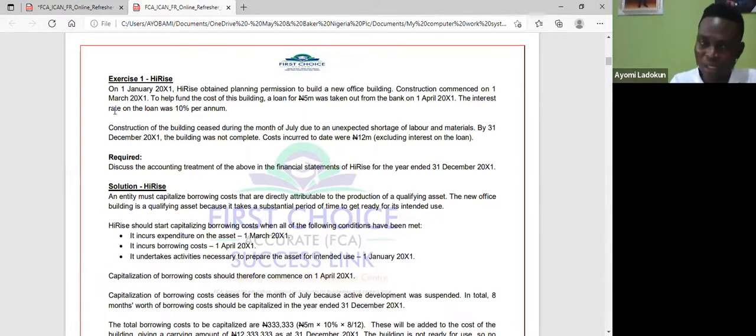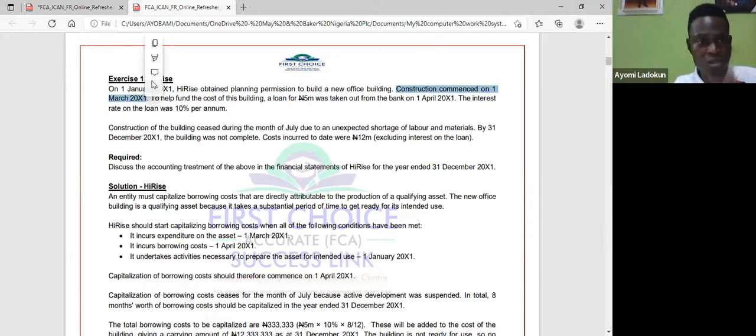By December 20X1, the building was not complete. So if it is not complete, you can't charge depreciation. The cost incurred to date was 12 million. Now, how will you treat this? So this is borrowing cost, IAS 23. Then I tell the examiner that before you can capitalize borrowing cost, certain conditions have to be met. The expenditure for the asset is being incurred. When did they commence expenditure? He said construction commenced 1st March.